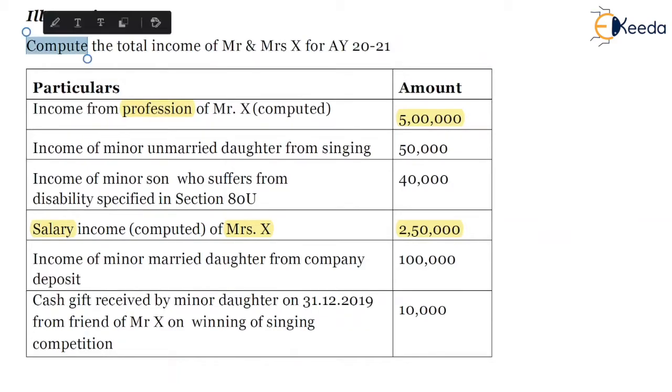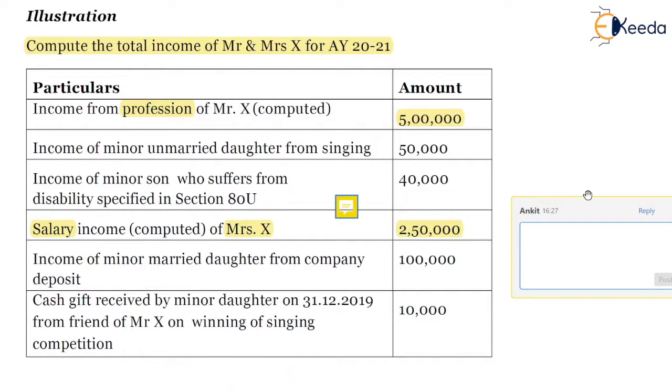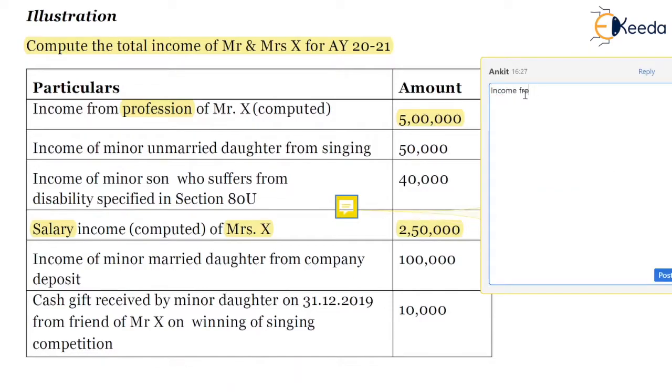So we are expected to compute the total income of Mr. and Mrs. X for assessment year 2021. Correct? On your screen, two columns: total income of Mr. X and total income of Mrs. X, correct? First is income from profession, which is already computed, which is the net income. It will be taxable as profits and gains from business or profession, and the entire amount will be taxable, correct?